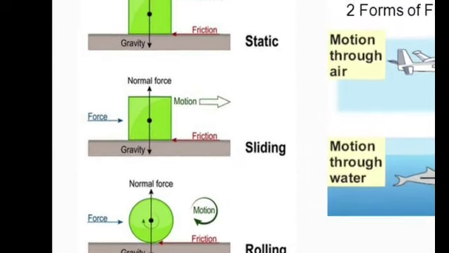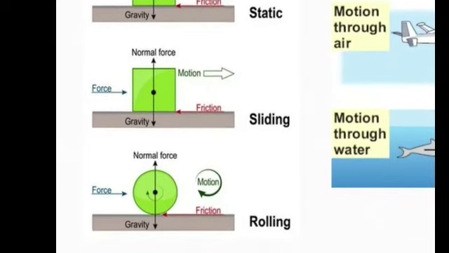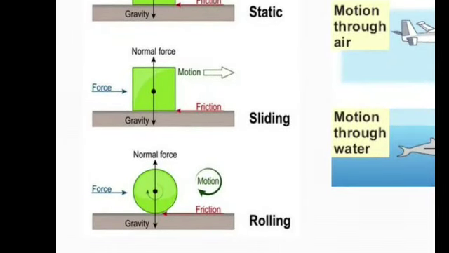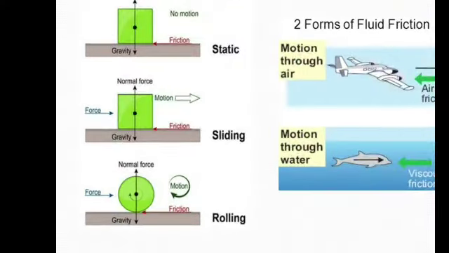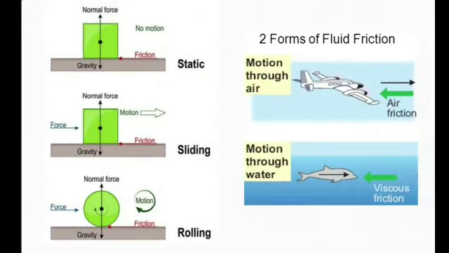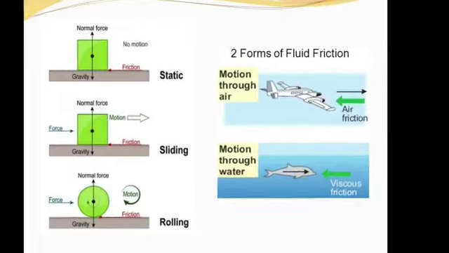Now, rolling friction means a round object. For example, a wheel. Let's take a wheel. The motion will be like this, to spin it around. The friction will be here and it will oppose the motion. This is called the rolling friction. Now, two forms of fluid friction are air friction and viscous friction. Now, let me move to the next slide.